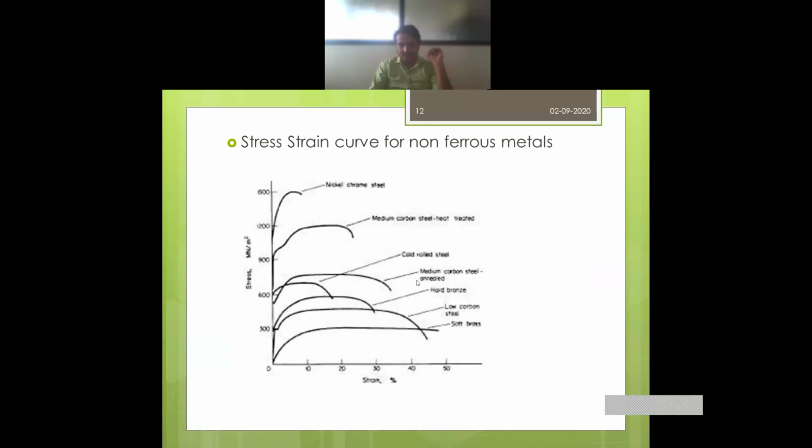See here, this is the yield point. At the yield point, I am not getting much difference between the yield point and the ultimate load. But here the yield point is here, the ultimate load is here. It has a lot of difference. So I shall take only the yield point.